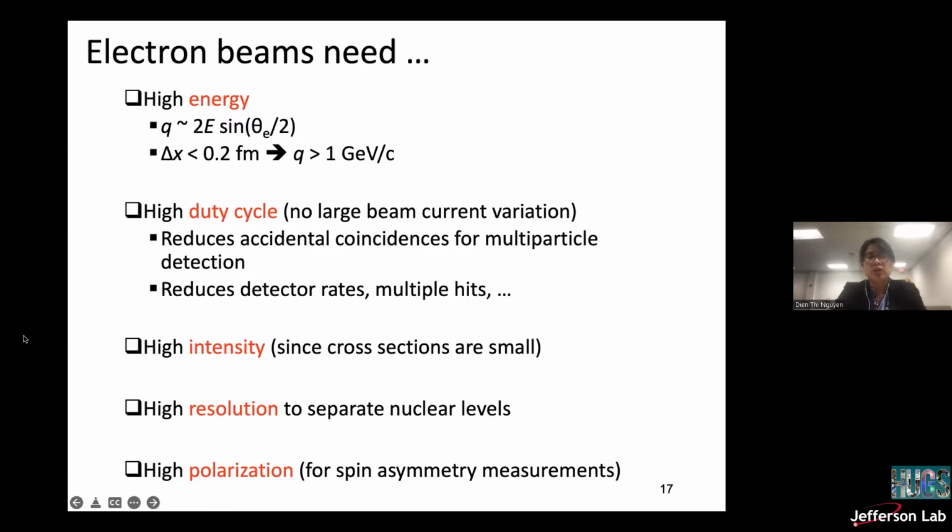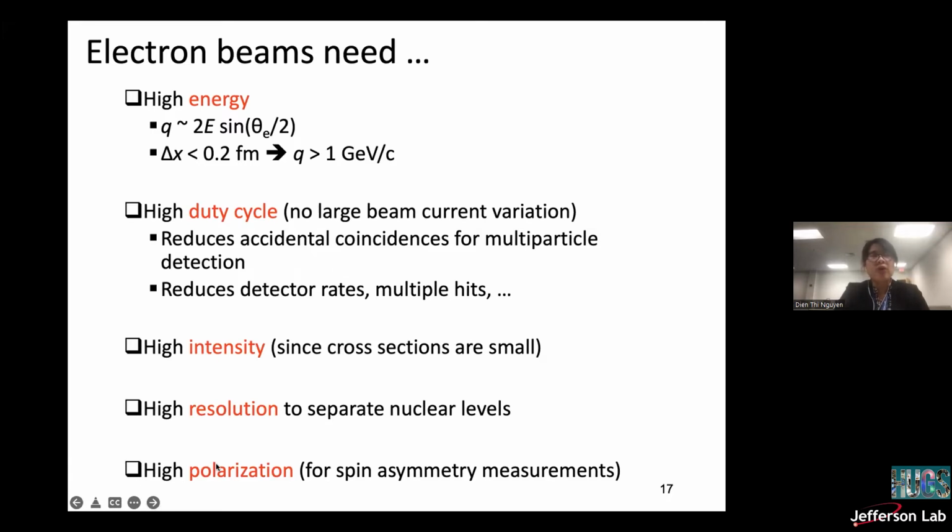And they also need to have a high intensity because we have a very small cross section. I will come back to this high intensity later. And they also require a high resolution so that we can separate the different nuclear levels. And it is also good to have polarization.